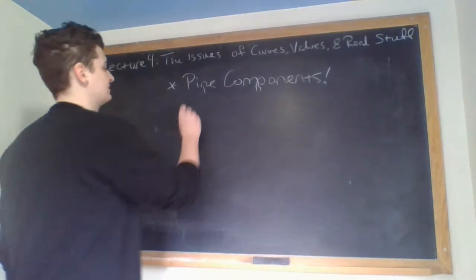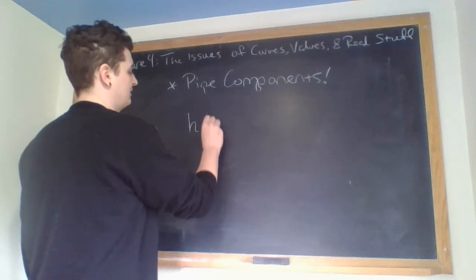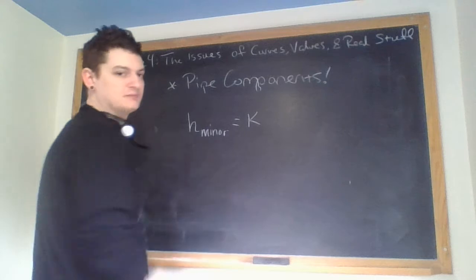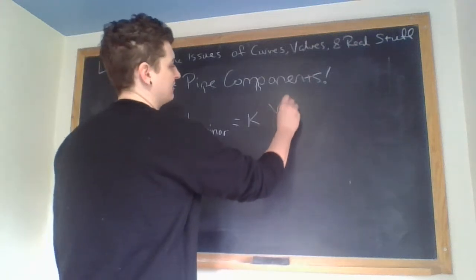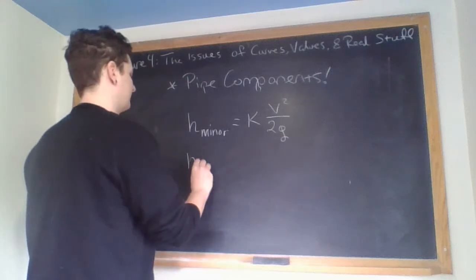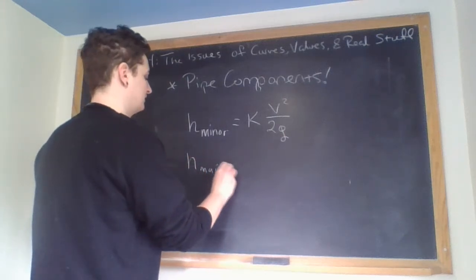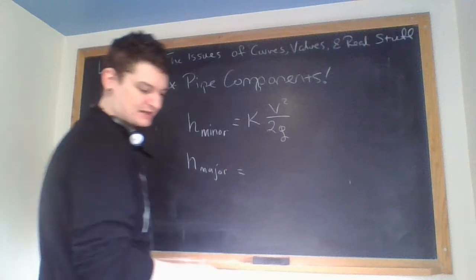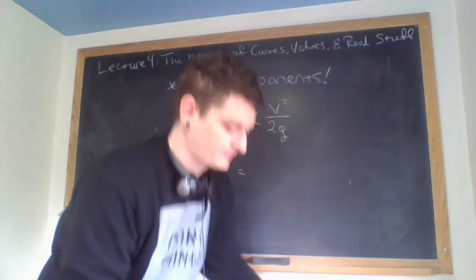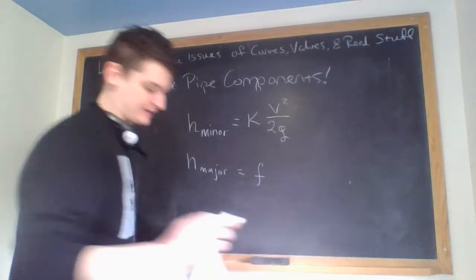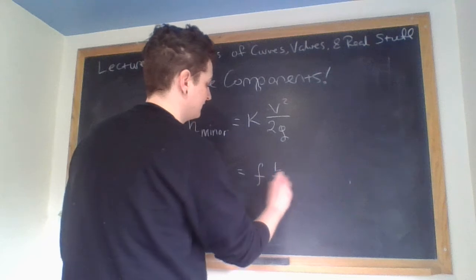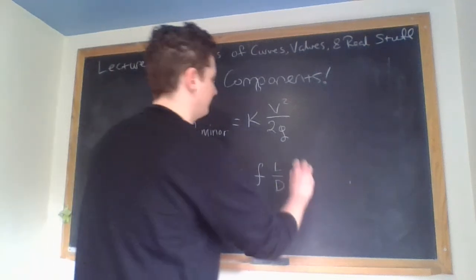So I actually love the minor losses because it's a wonderful combination of math and then experiment, because we just define the minor loss as some number, K, times the velocity squared over 2g. So I'll write out the majors. This was to overcome the long straight sections of pipe, right? What was that equation? That was a friction factor. I'll put this on the side.